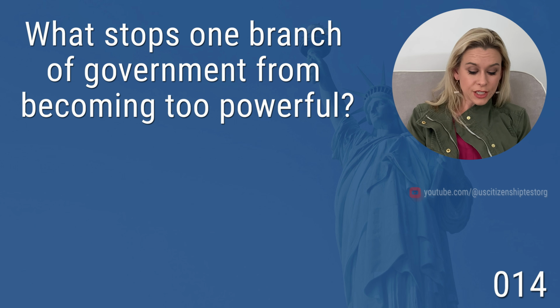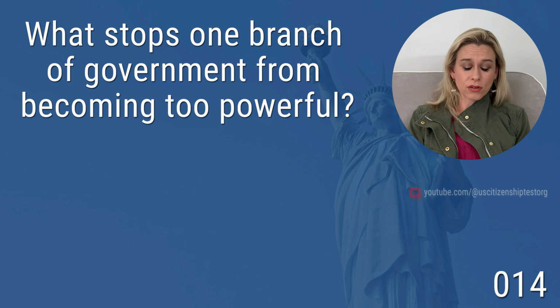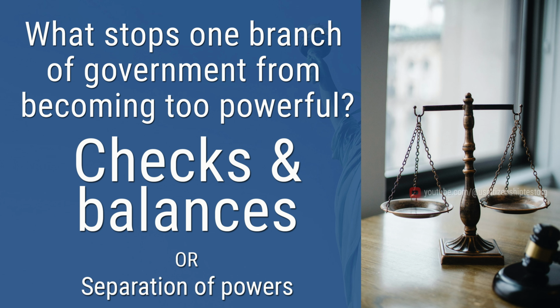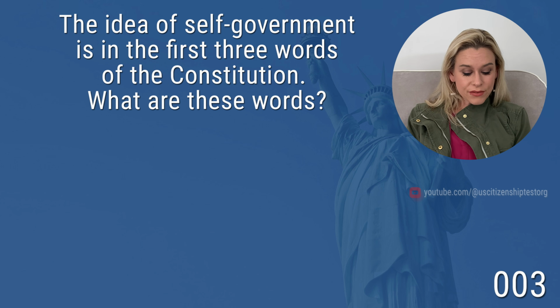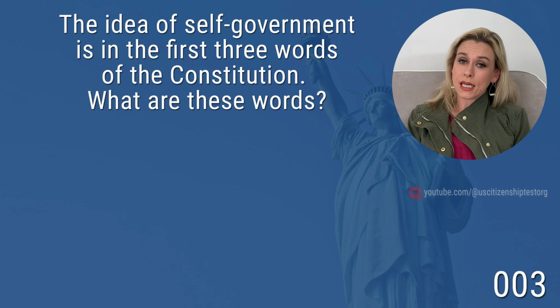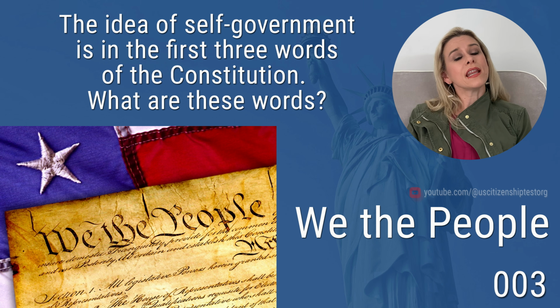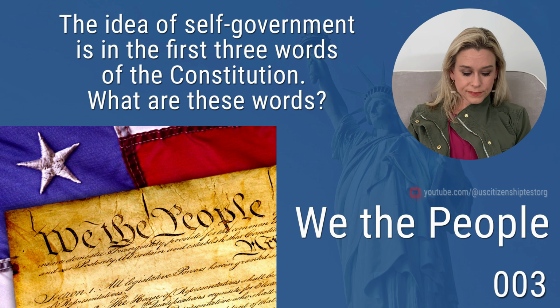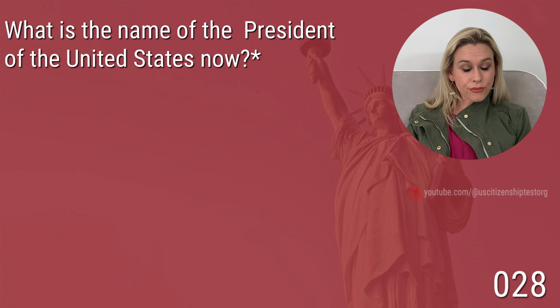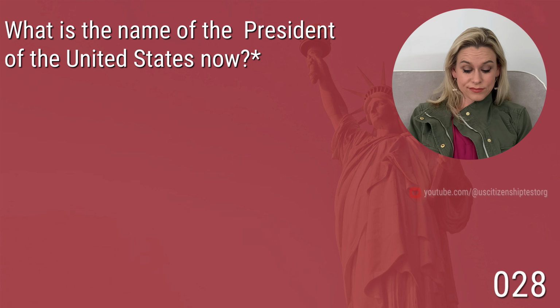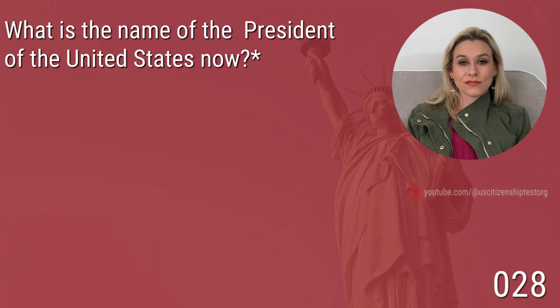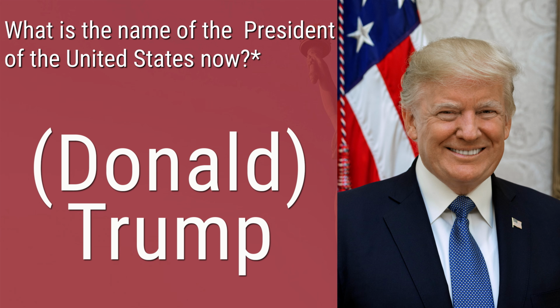What stops one branch of government from becoming too powerful? Checks and balances. The idea of self-government is in the first 3 words of the Constitution. What are these words? We the people. What is the name of the President of the United States now? Donald Trump.